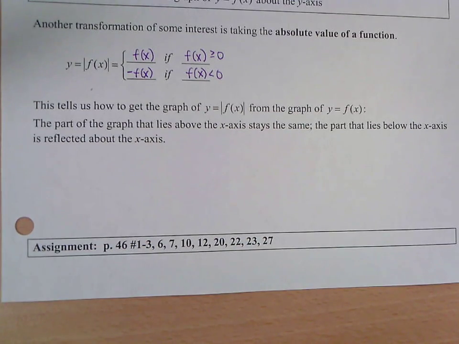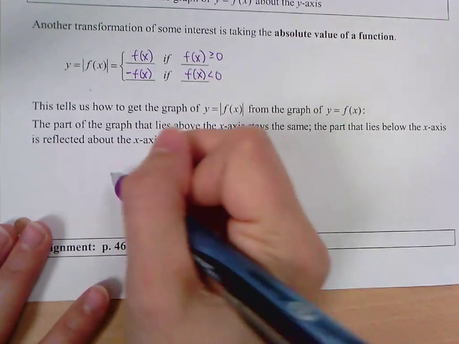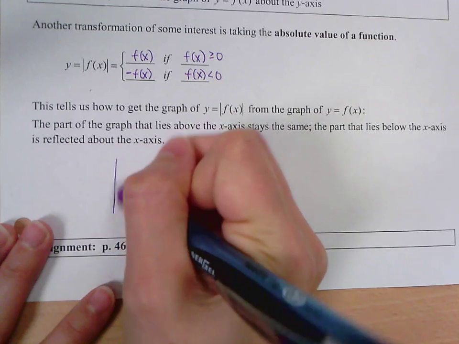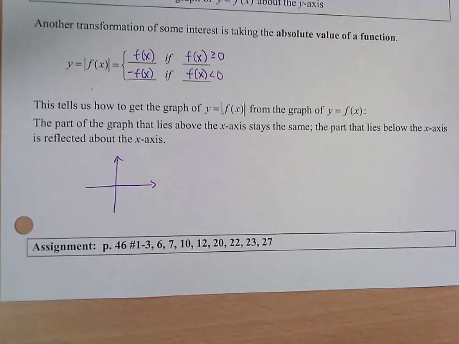But I have in words what this means. If you sketch a graph of a function, the part of the graph that lies above the x-axis, all of those y values are positive, they stay the same. The part that lies below the x-axis, those are negative y values, those get reflected over the x-axis so that in the end, all the y values are positive. Just to show you here, I'm going to sketch a graph that would be partially above, partially below. I'll stick with a parabola.